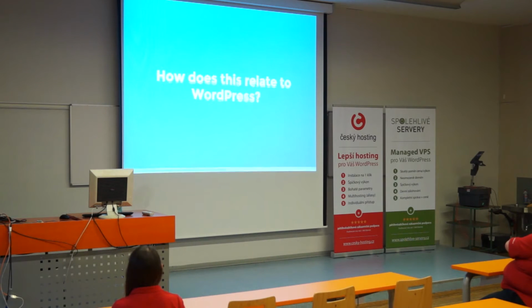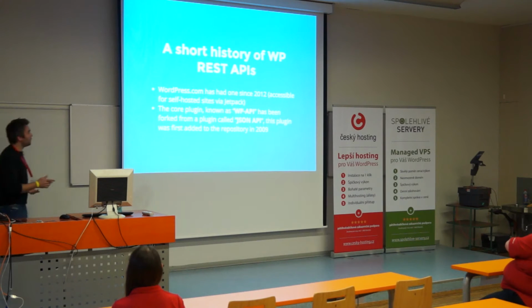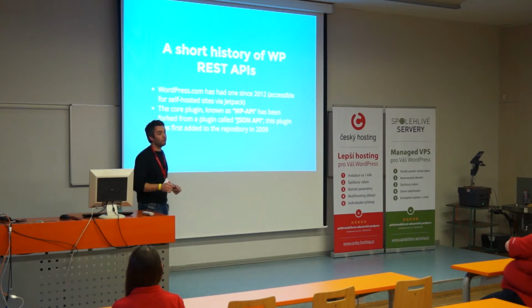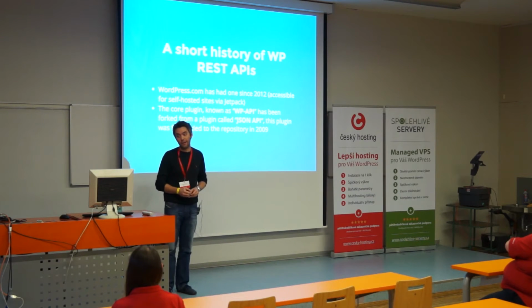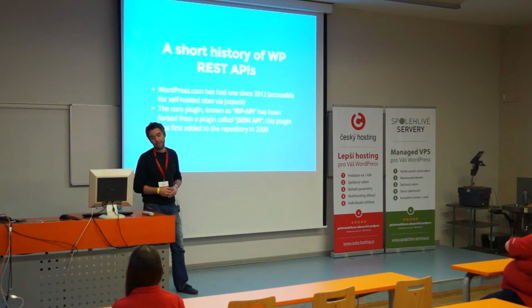How does this relate to WordPress? The REST API is coming to core. I'm going to get onto that. So, a short history of WordPress REST APIs. WordPress.com has had one since 2012, and you can actually use that already with a self-hosted site via Jetpack. And now there's a core plugin being developed.